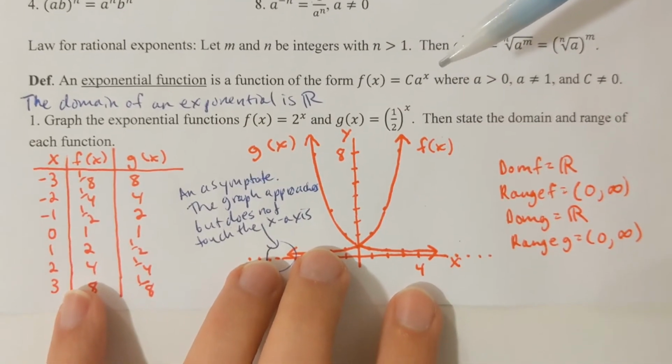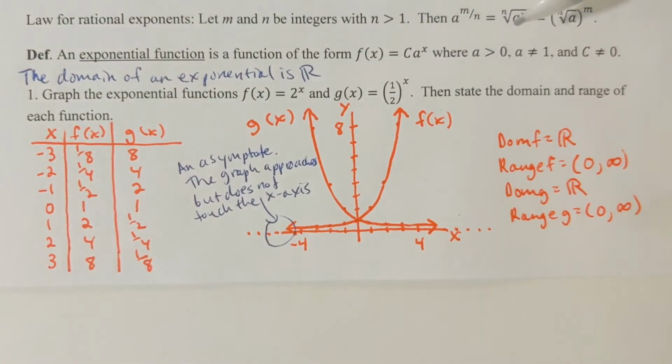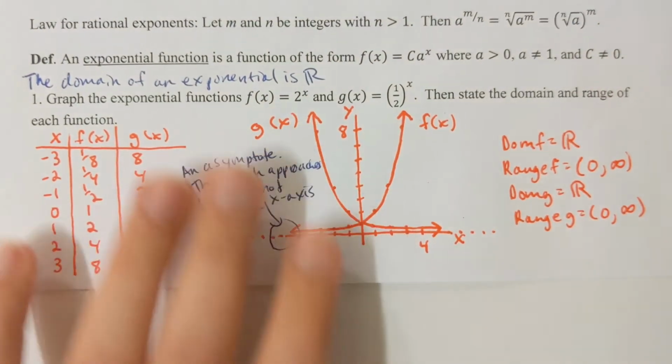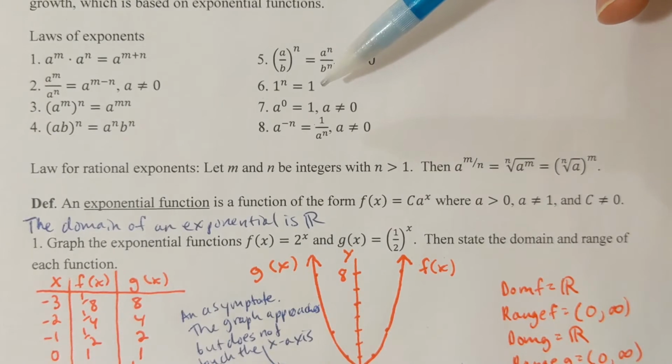Okay, let's take a look at the definition of an exponential function. An exponential function is a function of the form f of x equals c times a to the x, where a is called the base of the exponential. a has to be a positive number. It can't be 1 though, because of law 6. 1 to any power is 1.